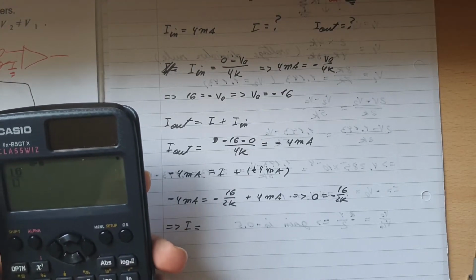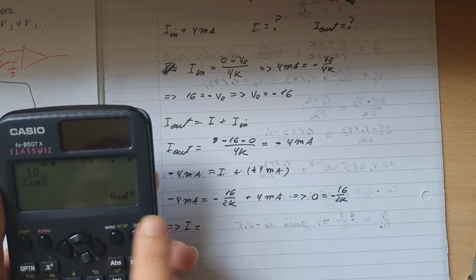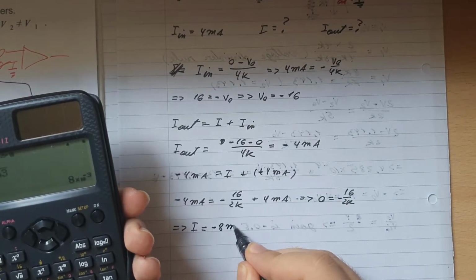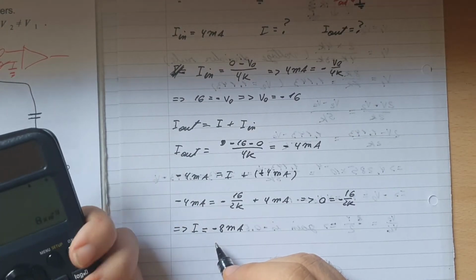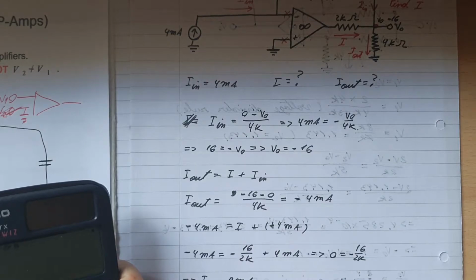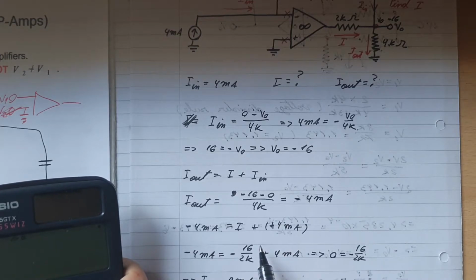16 over 2 times 3. Yeah, it does give us 8 milliamps. Alright, minus 8 milliamps. Okay, and that's the answer. Alright, I guess I confused myself with it, because I was expecting to get a different answer.